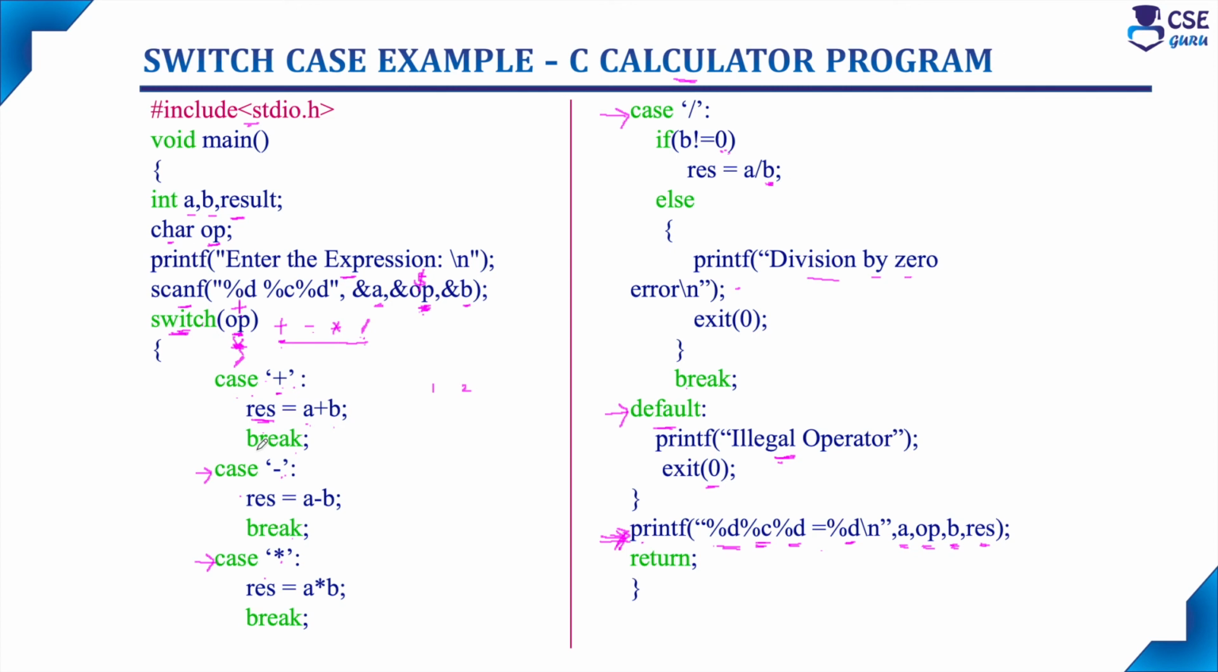So in this session, we have discussed an example to implement the switch case statement. In the next session, we will discuss the classical problem in C programming, that is the dangling else problem in C.